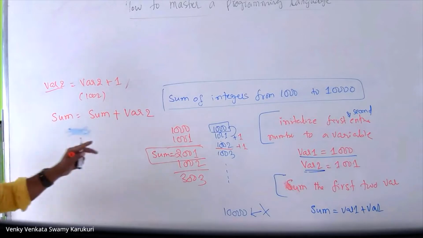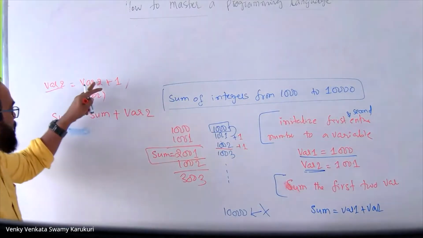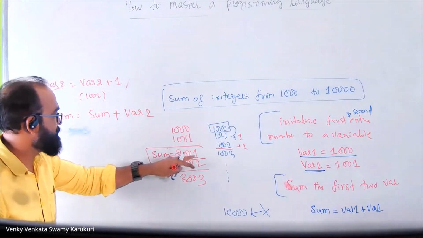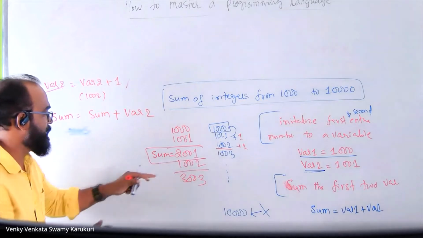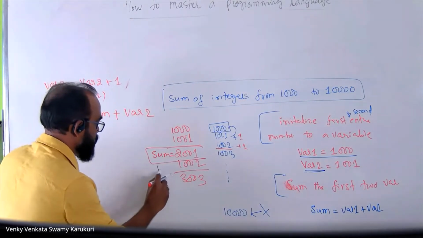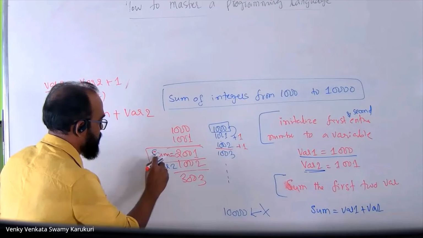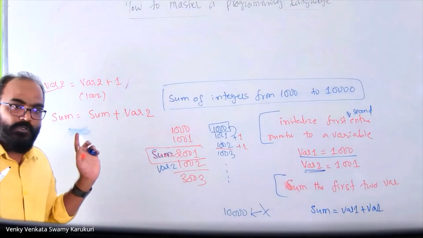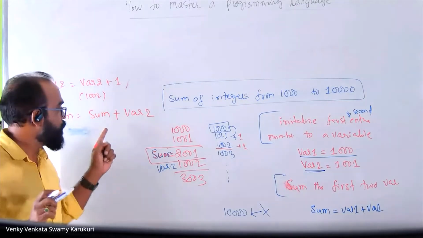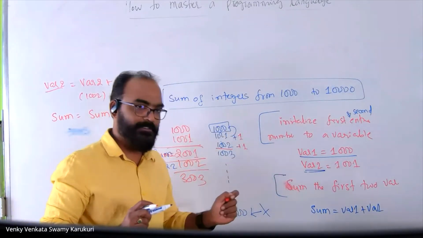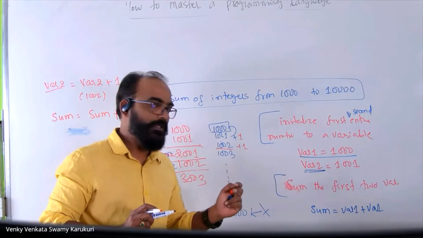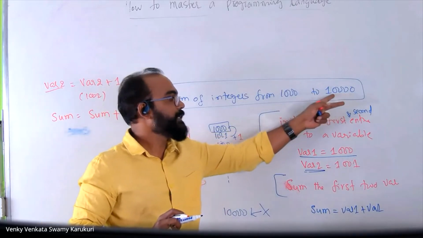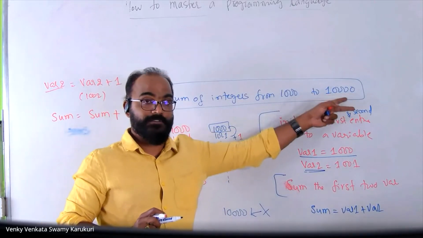You agree with me? See, such a simple step. You added 1 and then you add sum plus the new number, variable 2. So variable 2 and your sum, these two are added. Is the problem solved? Not yet. We are only done with the first three numbers: 1000, 1001, 1002. The question is up to 10,000.